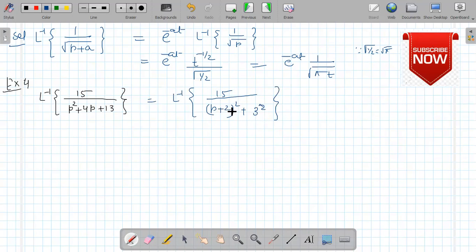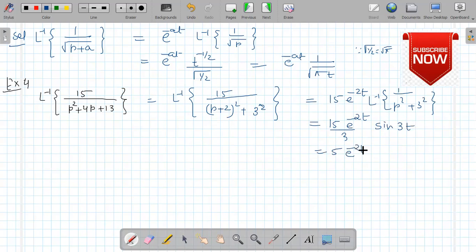So now this becomes the function of p plus 2. So this is directly equal to 15 e raised power minus 2t into Laplace inverse of 1 upon p square plus 3 square. 15 e raised power minus 2t, we need 3 here. So we multiply and divide the whole by 3. So this becomes sine 3t. 5 e raised power minus 2t sine 3t.